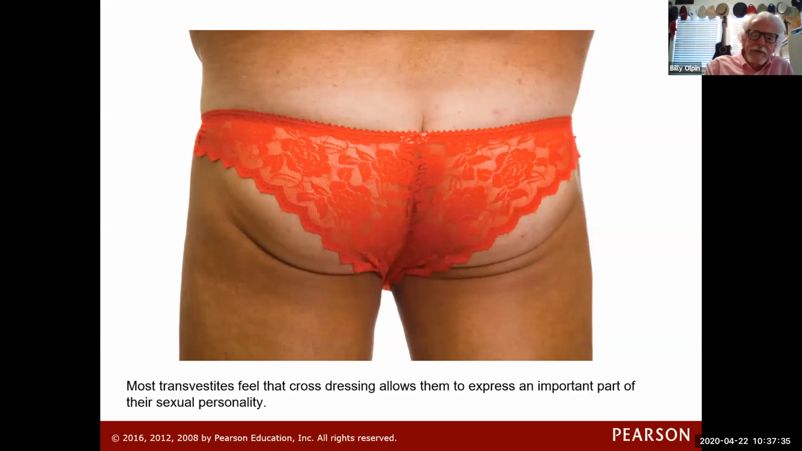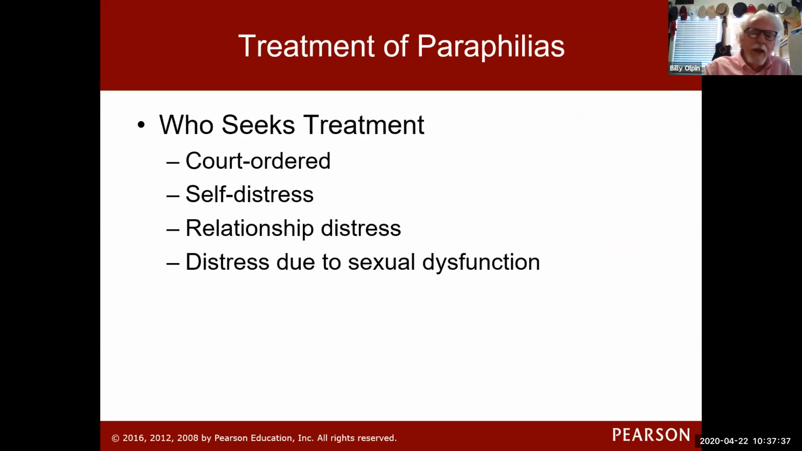There's a picture I guess I could have left out. So, what about treatment for paraphilic disorders? Well, most of the time it happens with people that are in jail, or people who, like I said, it's only if it makes you uncomfortable or causes you distress that you seek out treatment, or it's causing issues in your relationship, or it's causing some type of sexual dysfunction because you can't move past it.